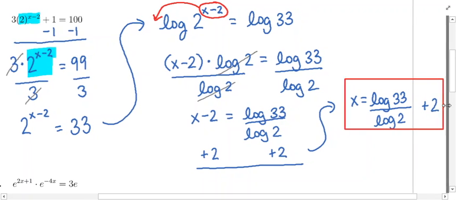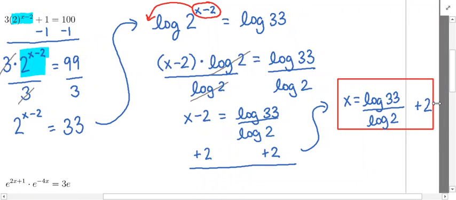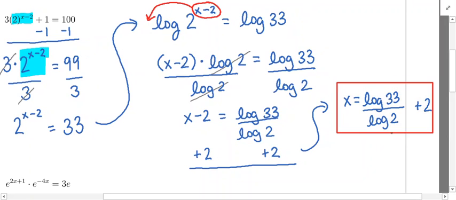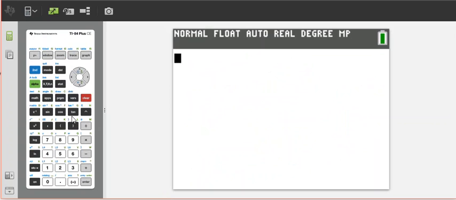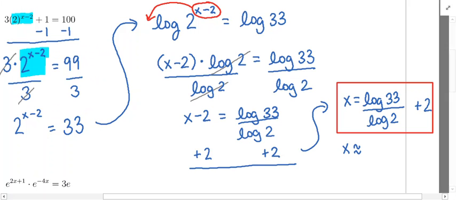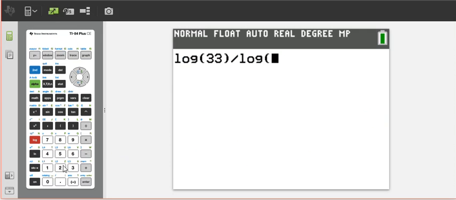Exact answers, a lot of the times they look crazy like this. Just leave it alone. Don't second guess yourself. We will go to the calculator to get a decimal approximation. Type it in exactly like you see it. So I'm going to have the log of 33 divided by the log of 2, and then take that quantity and add 2.